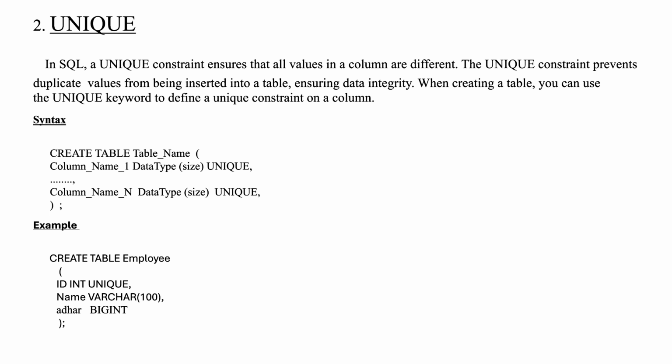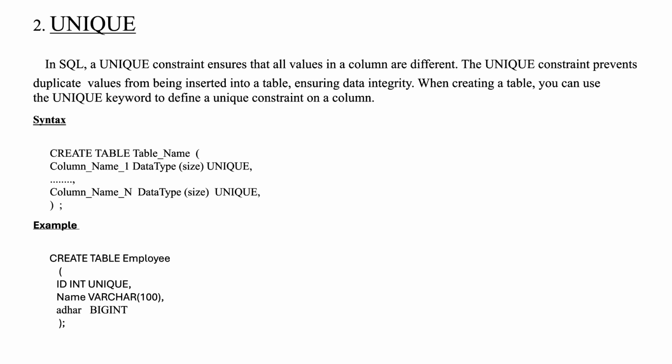Okay, so the next constraint is unique. In SQL, a unique constraint ensures that all the values in a column are different. The unique constraint prevents duplicate values from being inserted into a table, ensuring data integrity. When creating a table, you can use the unique keyword to define a unique constraint on a column. Syntax: create table, table name, in brackets column name 1, data type with its size, unique, comma, column name 2, data type with its size and unique.